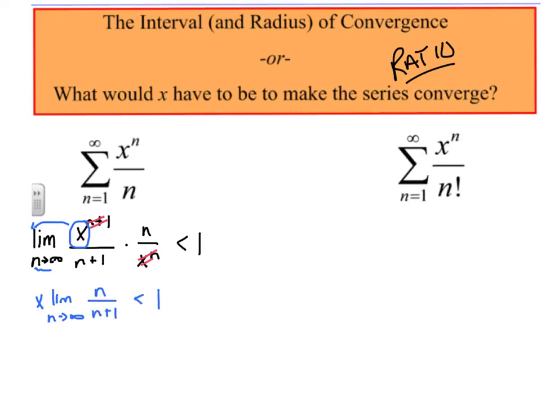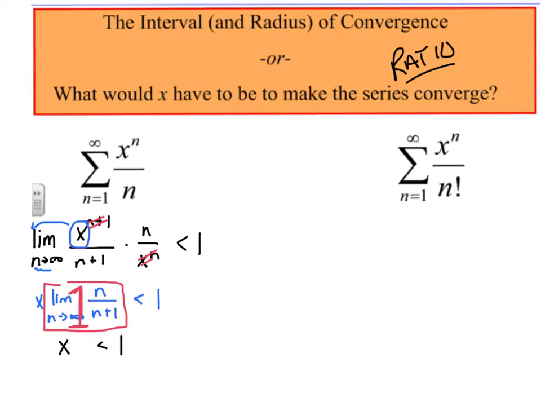It's less than 1. Now we look at this limit statement and ask, what is the limit as n approaches infinity of n over n plus 1? Well, the limit is 1. So what I have is x multiplied by 1, which is x, has to be less than 1.